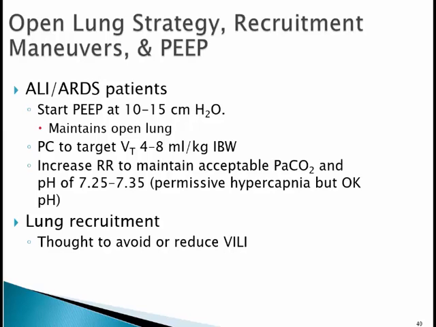For the ventilation, use pressure control to target tidal volume at 4 to 8 milliliters per kilogram of ideal body weight. Now remember, the NBRC is now saying 4 to 6 milliliters per kilogram. In addition, you want to increase the respiratory rate to maintain acceptable PaCO2 and pH levels. And so what you may wind up doing here is permissive hypercapnia, where we're basically turning them into a CO2 retainer with the understanding that we're going to compensate for the pH.